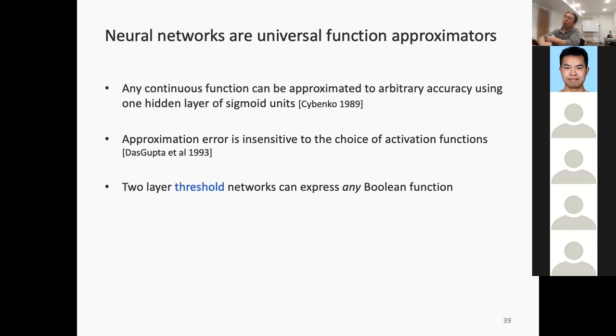So we have some beautiful theory in hand. It shows that in 1989, any continuous function can be approximated to arbitrary accuracy just using one hidden layer of sigmoid units. Basically, if you just use the sigmoid activation function, you construct one hidden layer, and you can use this artificial neural network to approximate an arbitrary function. As long as the neural network is wide enough, it can approximate any continuous function to arbitrary accuracy. So you can see how flexible it is.